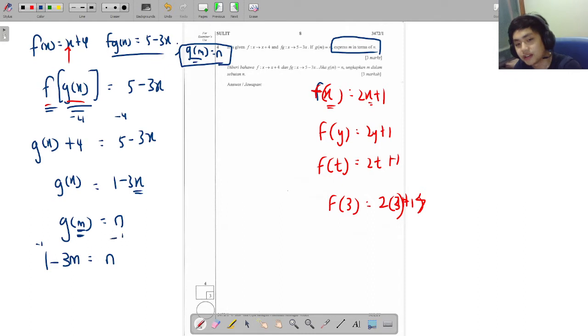So make m the subject. So minus 1 on both sides. Negative 3m equals n minus 1. And divide negative 3 on both sides. So we have m equals (1 minus n) over 3.